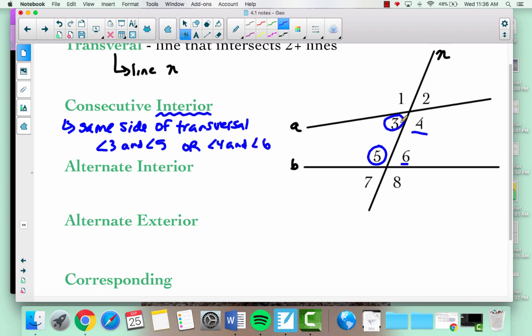So notice 3 and 5 are both interior angles and they're on the same side of the transversal. 4 and 6 are both interior and also on the same side of the transversal. So there's two different pairs of consecutive interior.